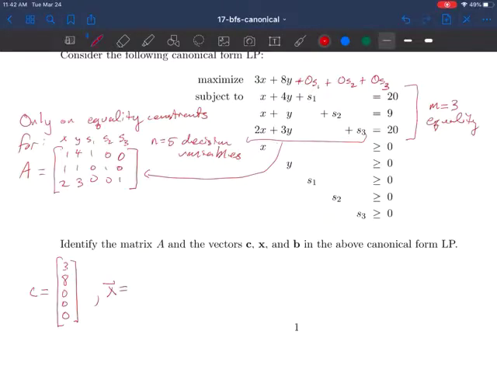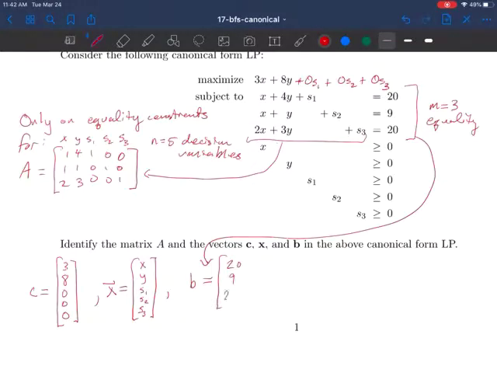Okay, then the vector x of decision variables, which I'll put this little hat on, is then x, y, s1, s2, s3. Notice how the components of x have to line up carefully so they meet the arrangement of the columns in A and they meet the arrangement of the components of C. Finally, the B vector, again, this is just for the equality constraints. And it's 20, 9, 20.